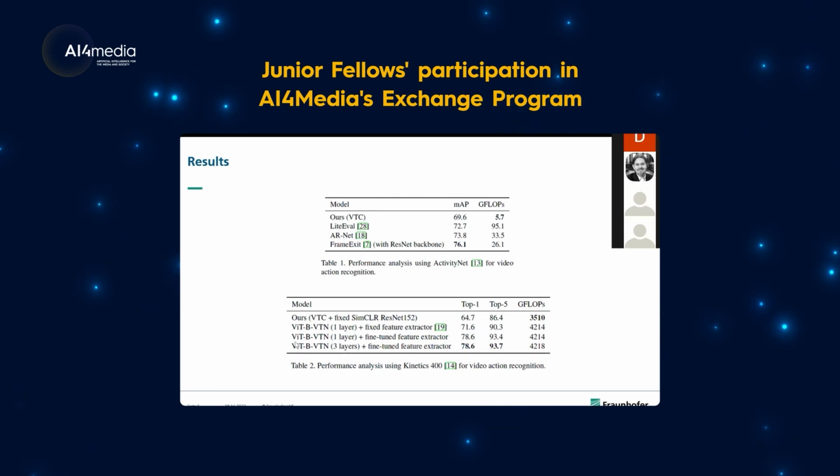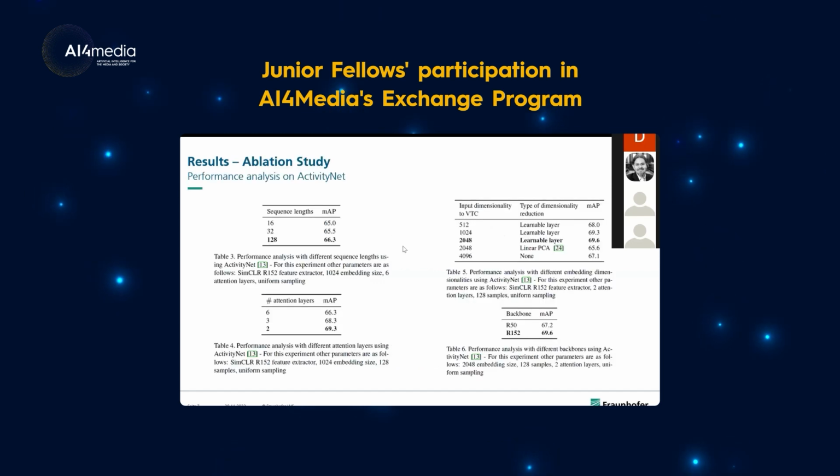These last two have fine-tuned feature extractors. The second approach has a fixed feature extractor, but it was trained on ImageNet 21,000, not ImageNet 1,000. And it was also a transformer-based model. So that is the reason why it's actually outperforming this SimCLR model.